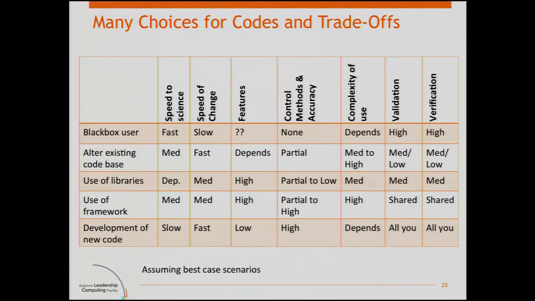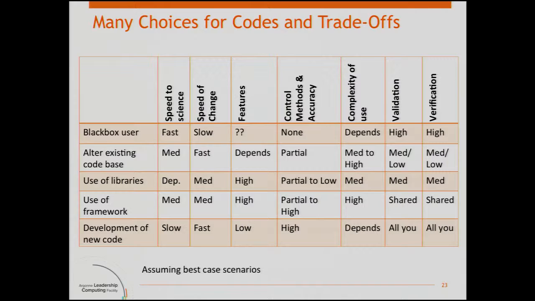None of these are wrong, and if you look at this, I'd say that in many cases they're about right. If you're a black box user, your speed to science is fast, but your speed of change is likely to be slow. And this goes back to the point that you don't own it. If there's a problem, you don't own it. If you want to get on the biggest computer the day it goes live in an early testing period, you probably can't, unless you're really good at that black box that you're using, in which case you're probably not an actual black box user.